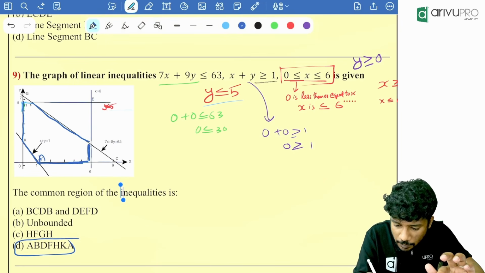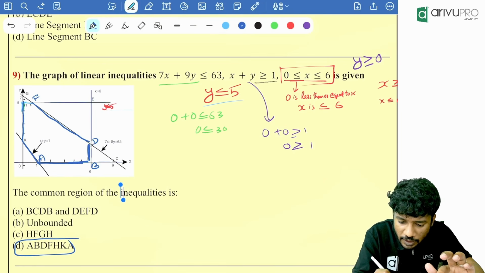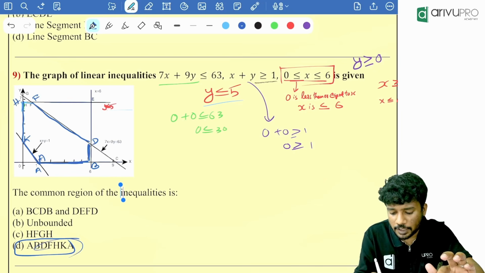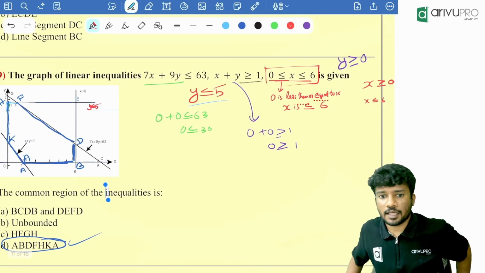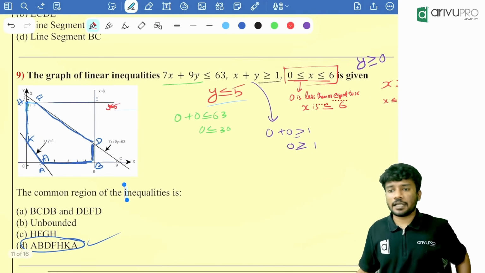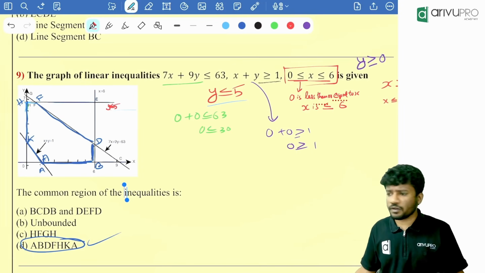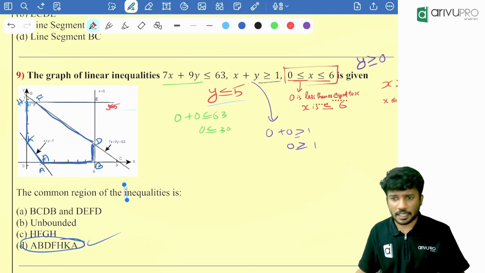A, then B is over here, then D is over here, then F is over here, H is over there, K is over here, then again we are coming back to A. So which option is the answer? Option D is the answer, and that's the final option. Done? Just drawing the graph. Whatever we were doing from the beginning, we are doing it again. Just finding the common area.